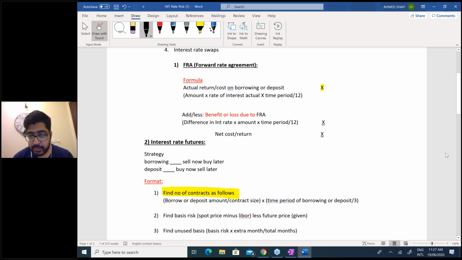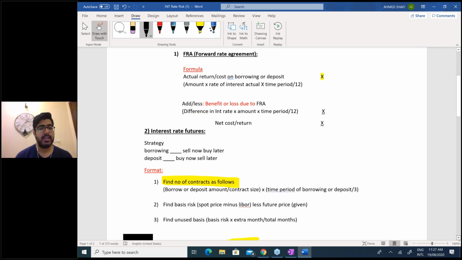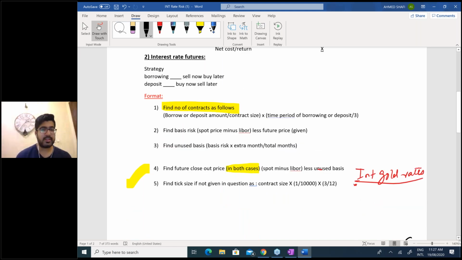Okay. In interest rate futures, the strategy you need to learn: in case of borrowing, it's sell now, buy later, and in case of deposit, it's buy now, sell later. In the first step, you need to show number of contracts. It's borrow or deposit amount into contract size into time period of borrowing or deposit over 3. Then you need to find basis risk. It's spot minus LIBOR less futures price, which will be given. Then it's unused basis risk into extra months over total months. Then future closeout price, in both cases increase, decrease, spot minus LIBOR less unused basis. Then tick size if not given in the question.